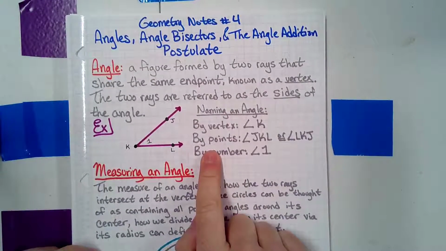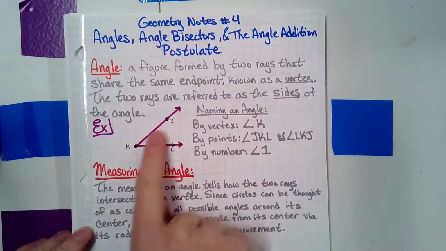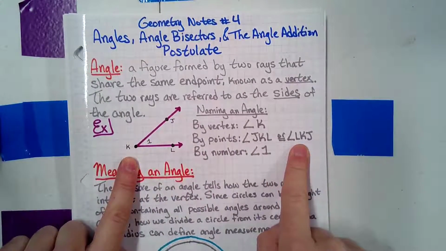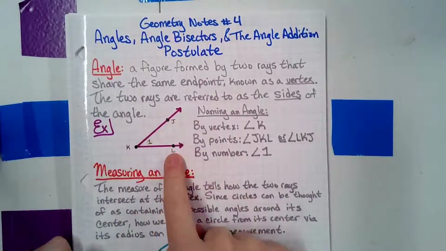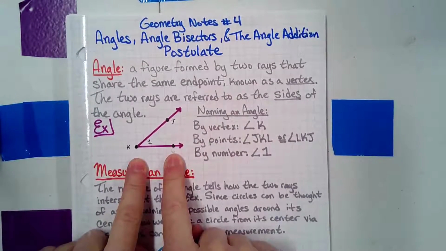We can call it by its points, which is probably the best way because there's no confusion here. Angle JKL. Notice the vertex is always in the middle. So if we call it JKL, wonderful. We call it LKJ, wonderful. If we call it KJL, no, that's not it. Okay? Vertex is in the middle. You get it? You smell what I'm stepping in?